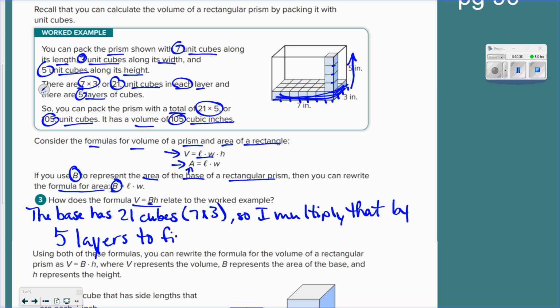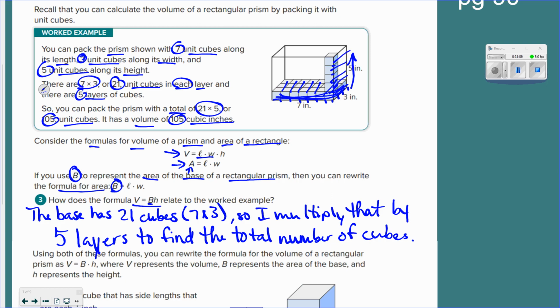All I'm doing is putting in writing what we just did mathematically. Okay? We took those 21 cubes we found down here on this base layer. I said, well, every layer is going to have that same number of cubes, correct? And all I'm doing is putting 5 layers of those cubes, all the way through that entire prism, to figure out how many total cubes there are inside of it.